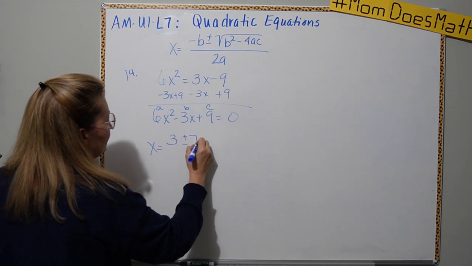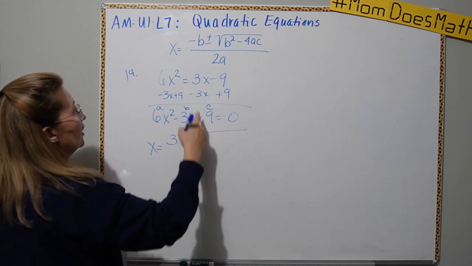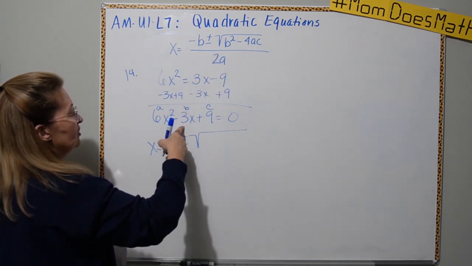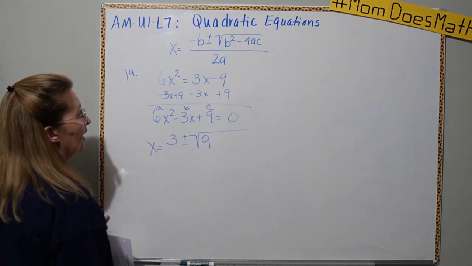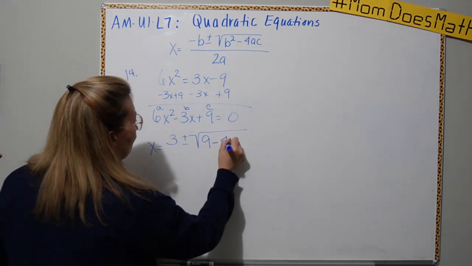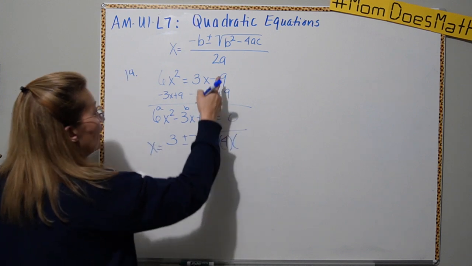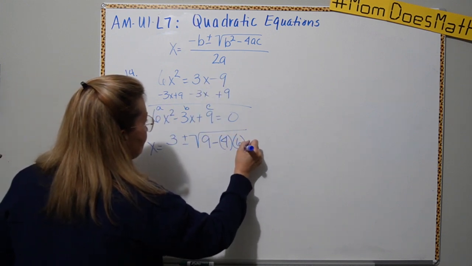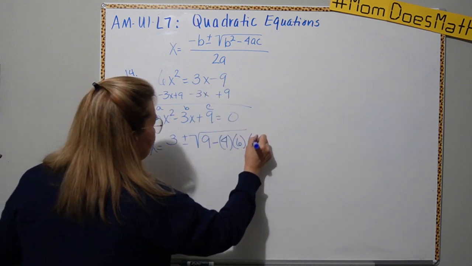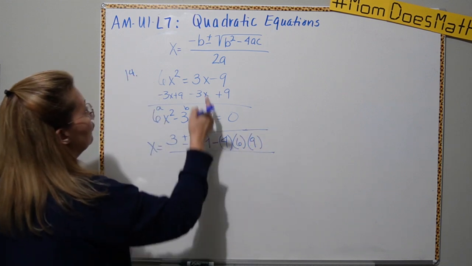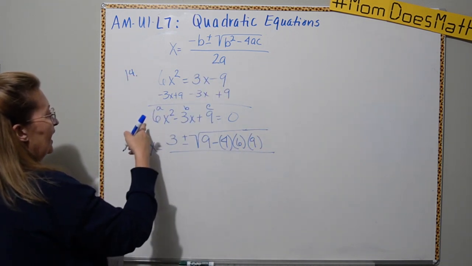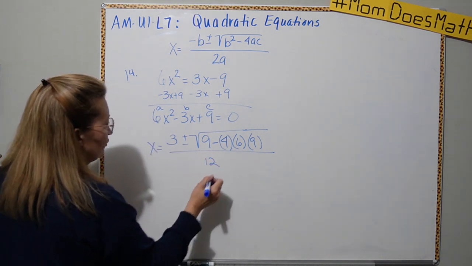Plus or minus the square root of b squared. Once again, when you take negative 3 and you square it, that's going to be positive 9. Minus 4 times, all right, our A is 6 and our C is 9. So this is all over 2 times A. A was 6, so it's all over 12.